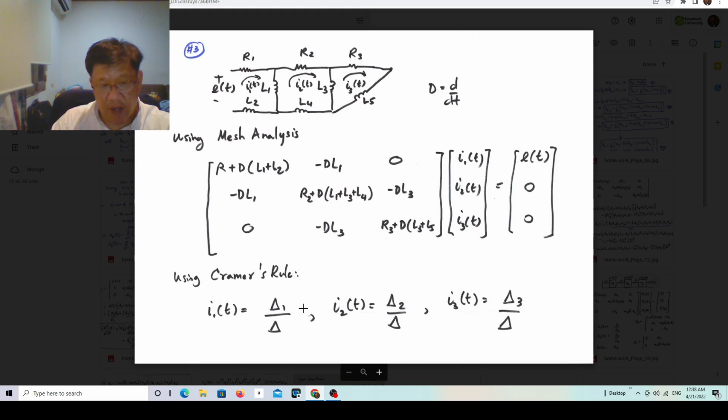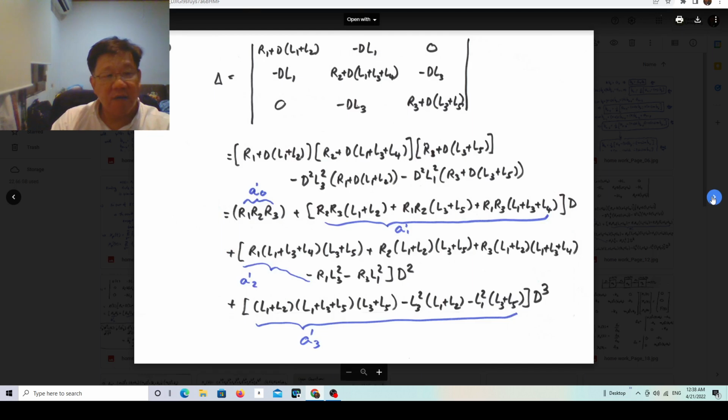Delta is the determinant of the left hand side matrix. Delta 1 is found by replacing the first column of the left hand side matrix with the right hand side vector, and then you find the remaining determinants. Delta 2 is found by replacing the second column with the right hand side vector, and delta 3 likewise for the third column of the left hand side matrix.